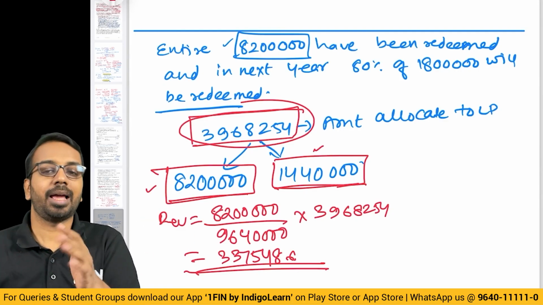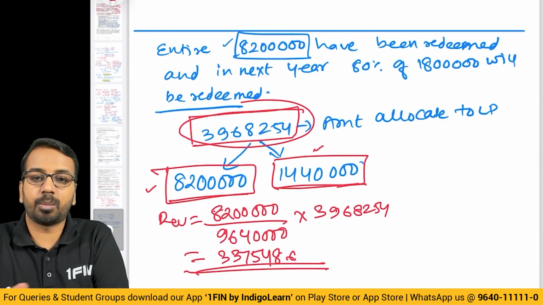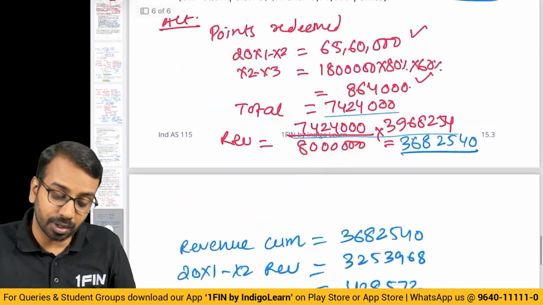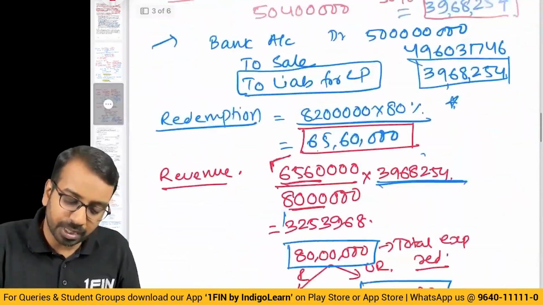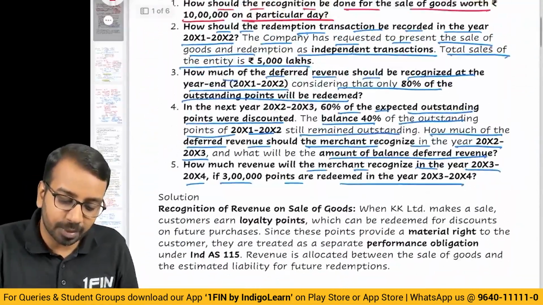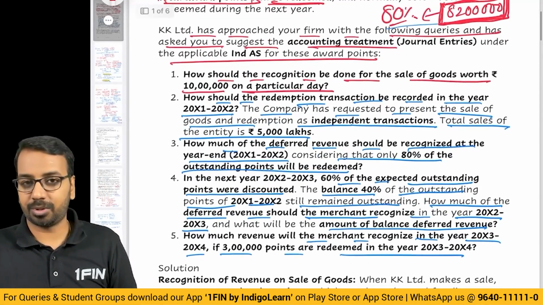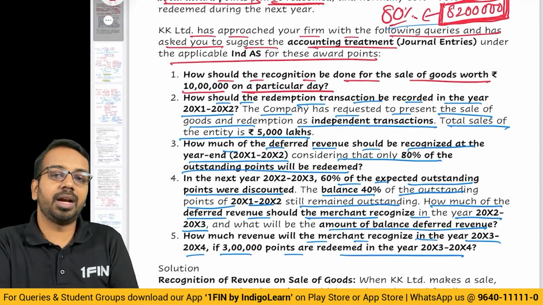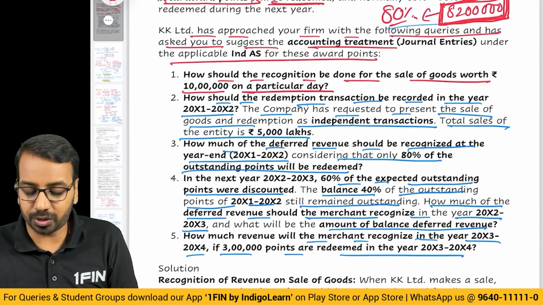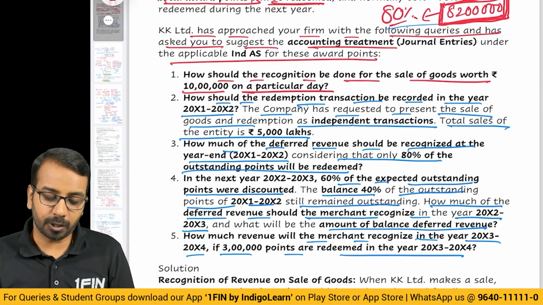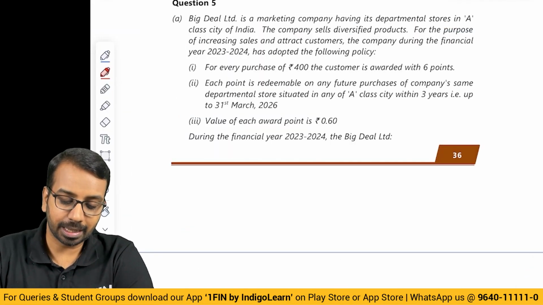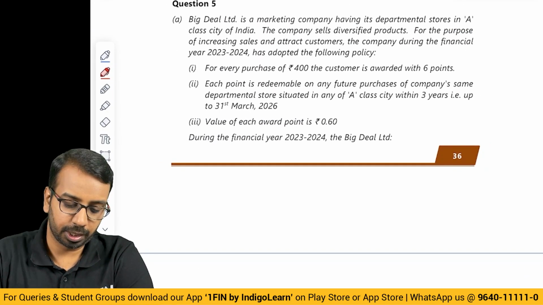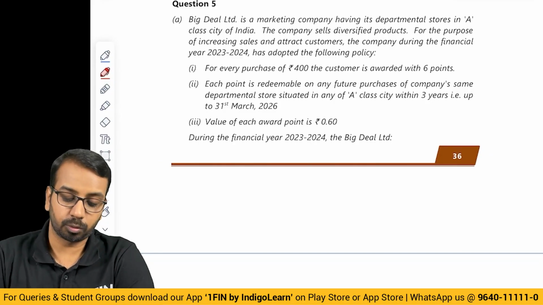Okay, that is the second assumption, which looks to be more logical, because if 82 lakh points have come for discounting, how can it be that only 80% of that has been redeemed? Unless it's a very weird scenario where there is a restriction on redemption, that should not be the case. Now we'll quickly have a look at an examination question based on these loyalty points. That will give a very good understanding of how to approach it.